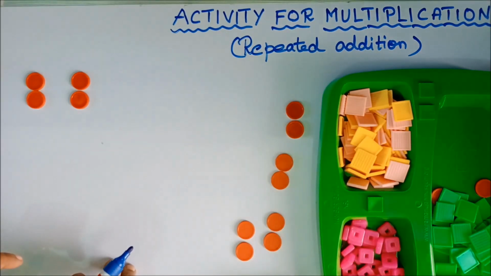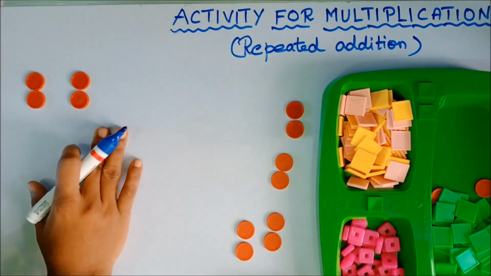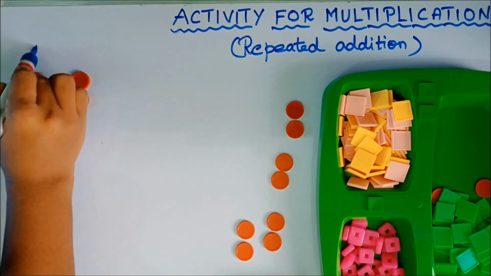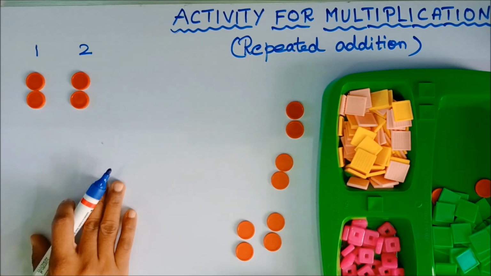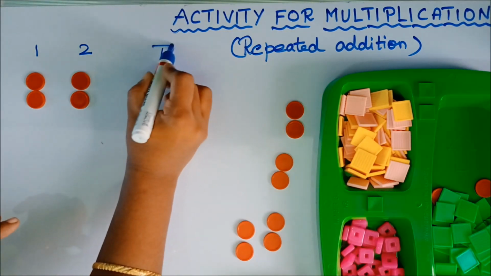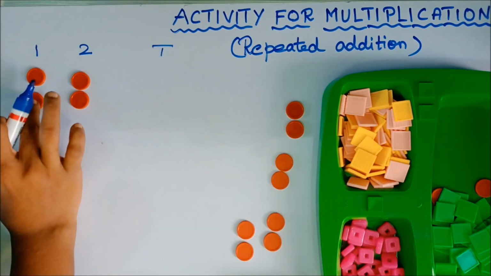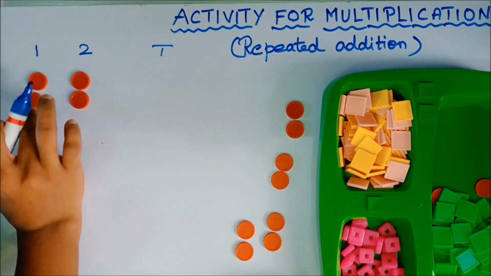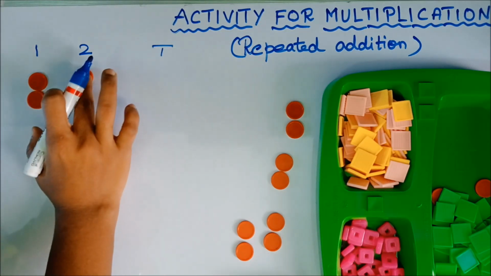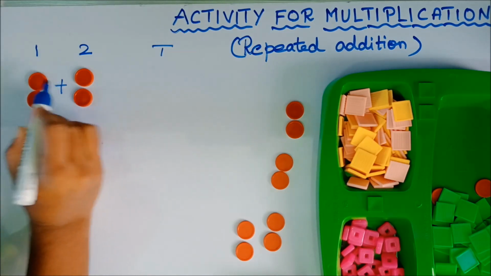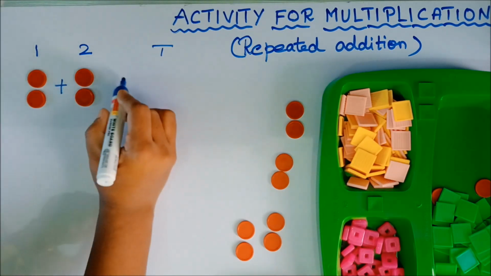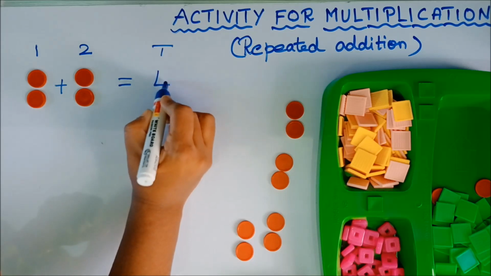Let us see one more example, children. Here I have taken 2 sets of shapes. This is the first set, this is the second set. Now we are going to count the total number of shapes. Let us count 1, 2. In one set we have 2 shapes. See, here in the second set also we have 2 pieces. So in total we have 1, 2, 3, 4. So we have 4 pieces.